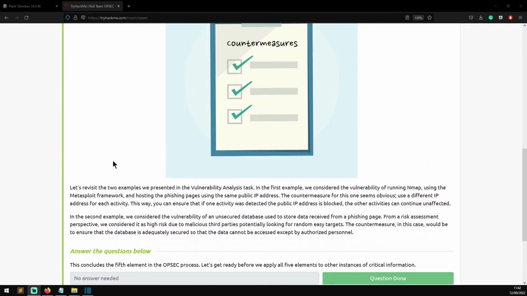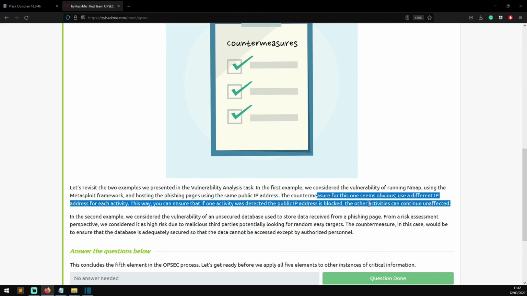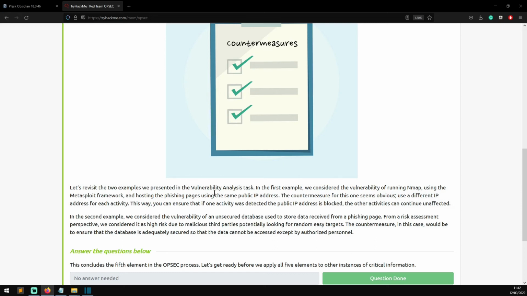Let's revisit the two examples we presented in the vulnerability analysis task. In the first example, we considered the vulnerability of running Nmap using the Metasploit framework and hosting the phishing site using the same public IP address. The countermeasures for this seem obvious. Use a different IP address for each activity. This way you can ensure that if one activity was detected, and that public IP address blocked, other activities will be unaffected. Sorry, I butchered that a little bit. Yeah, so ensuring that you're scanning from different IP addresses means that if one activity is detected, the rest aren't going to have an issue.